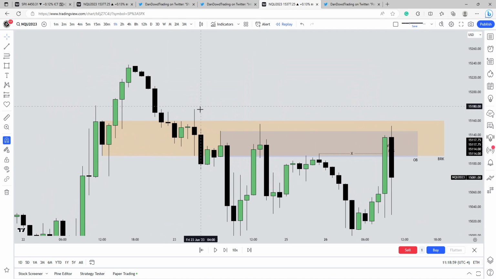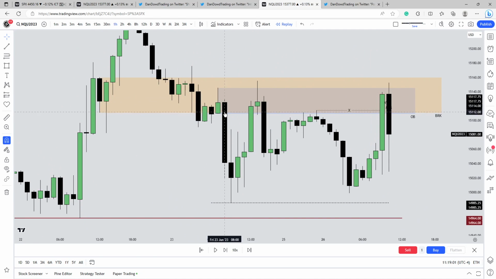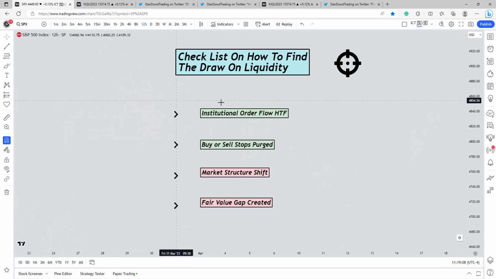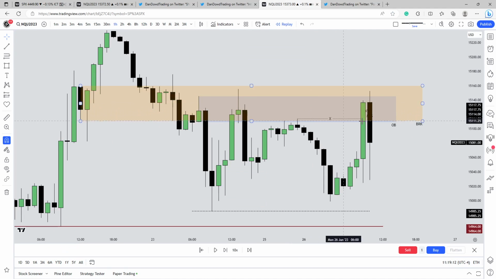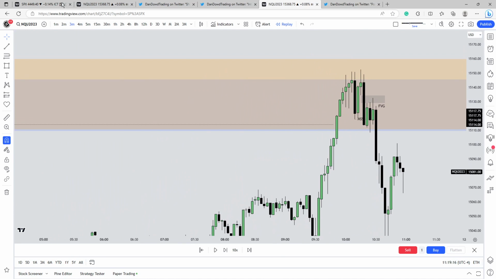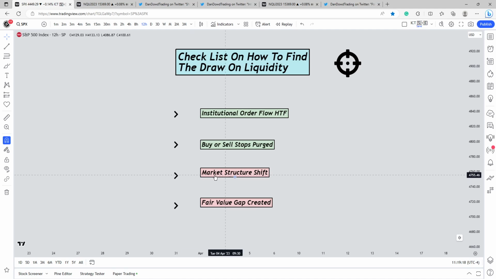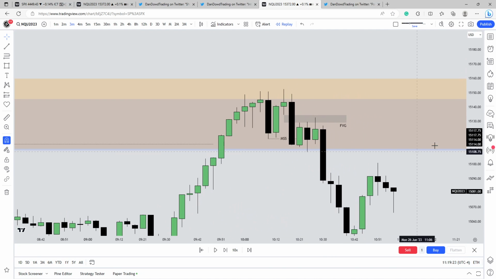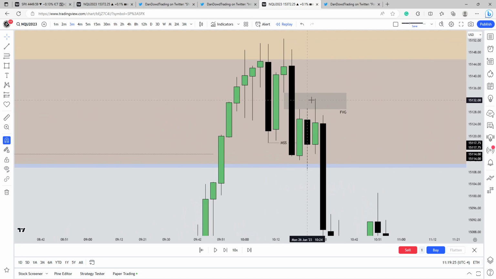So now I'm looking at 1 hour order flow. It returns to that order block aligned with order flow along with this breaker block. So these are bearish PD arrays. That checks the first bullet point off the list. Now, is buy stops purged? So price runs above this old high. And then what do we get? We get a market structure shift. So that's the third bullet point, right? That's checked off. Is there a fair value gap created? We have that right here. So fair value gap's created.